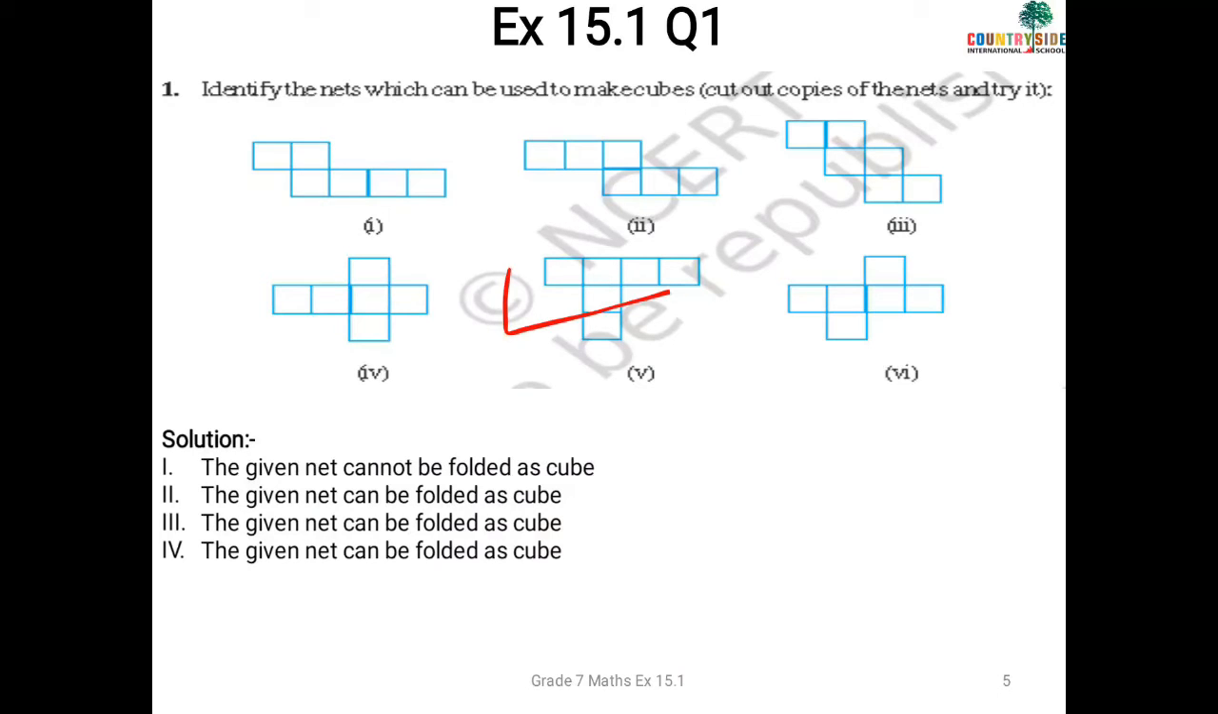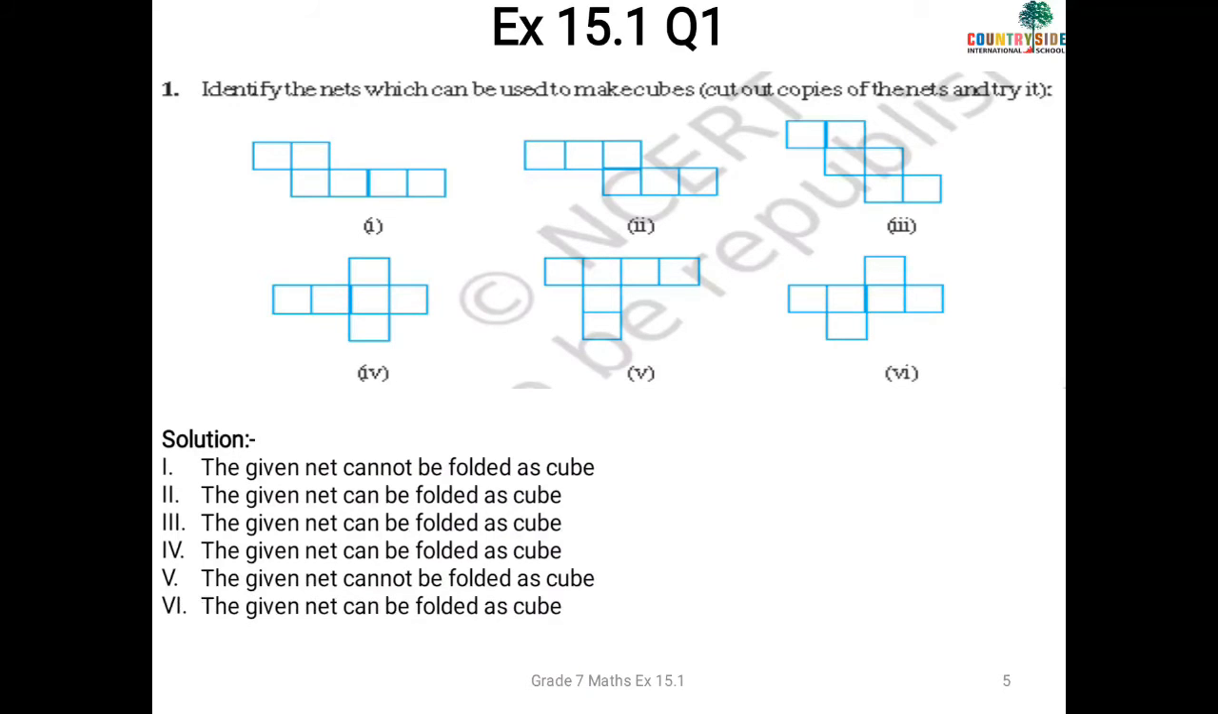Now try for the fifth part. In the fifth part, you will not be able to fold it as a cube. So you will write the statement, the given net cannot be folded as a cube. And for the last one, again it is possible. So the given net can be folded as a cube.